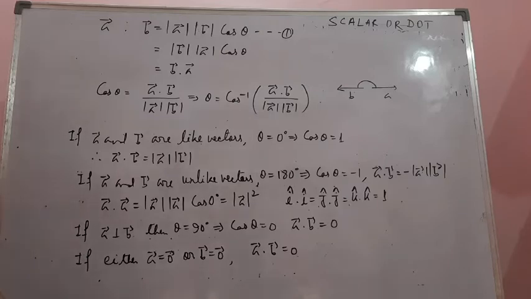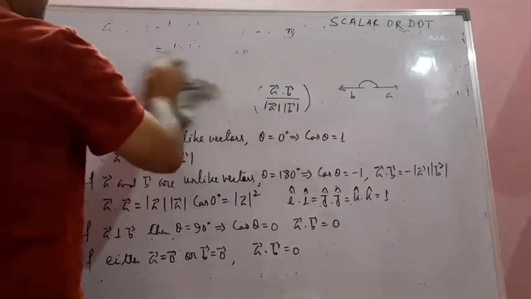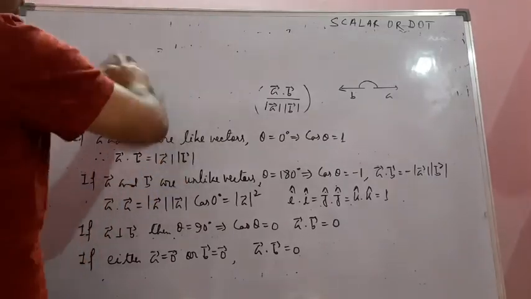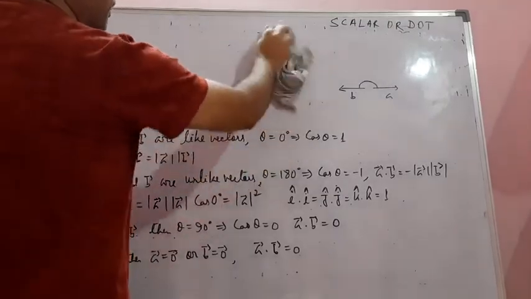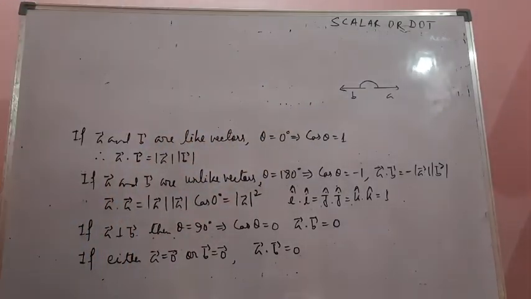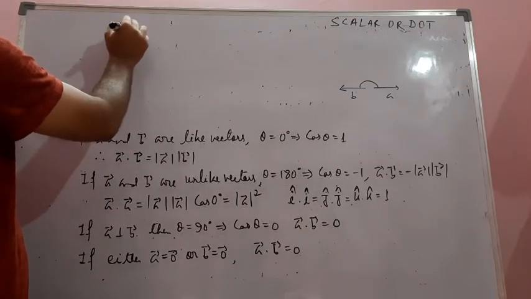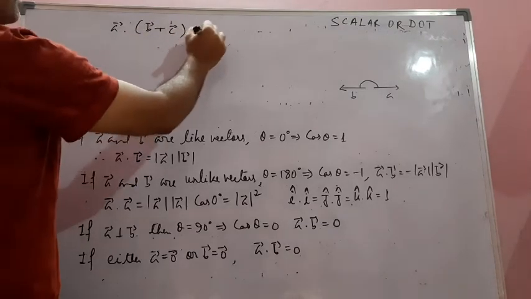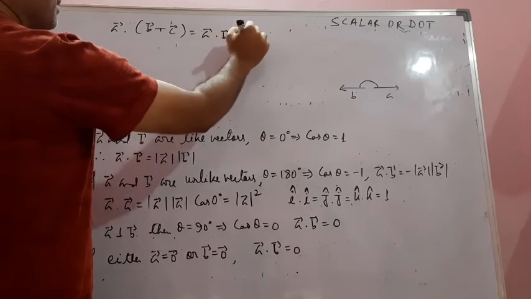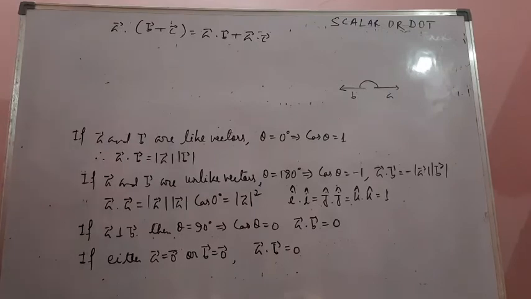Okay. Next thing is the dot product. Once I told you that the dot product satisfies the commutative property: a dot b is equal to b dot a. Secondly, the dot product satisfies the distributive property also. That means the dot product of a vector distributes over the addition of vectors. So a dot (b plus c) is a dot b plus a dot c, or (b plus c) dot a is b dot a plus c dot a, like that.